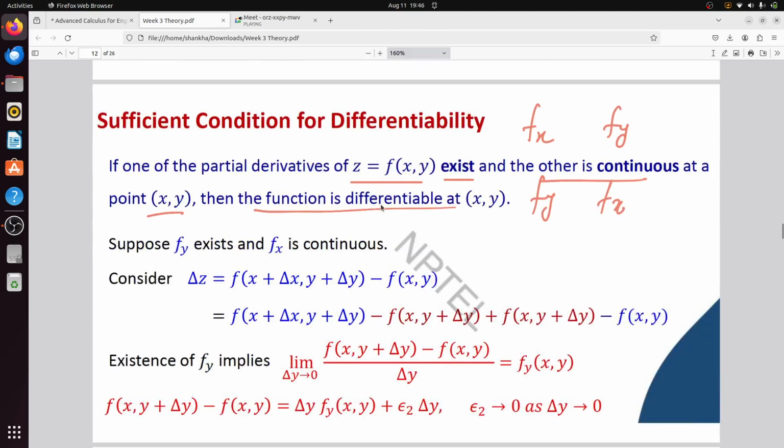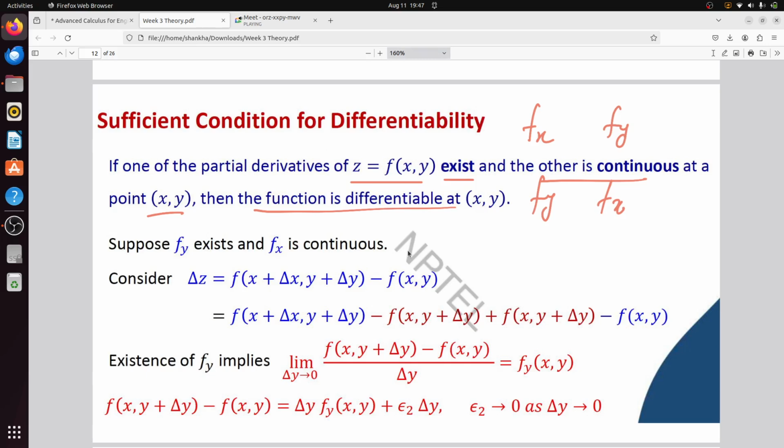And the sufficient condition is, if one of the partial derivatives exists and the other is continuous at a point (x, y), then the function is differentiable at (x, y). So there is the theory. I hope that you know the difference between necessary and sufficient.